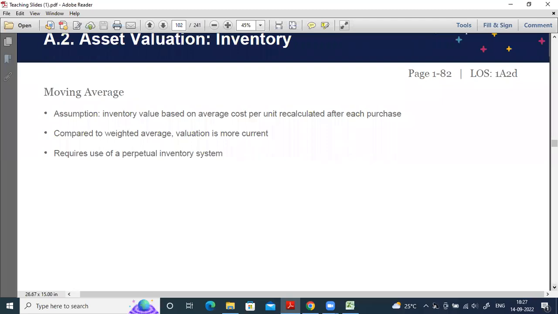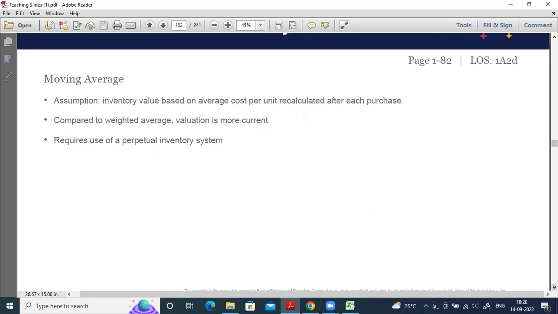Compared to weighted average, valuation is more current because current prices are considered, and it requires use of the perpetual inventory system, because this moving average we generally apply to the perpetual inventory system. The main difference between weighted average and moving average is that in weighted average, we compute the average cost per unit only one time. But in moving average, whenever there is a purchase, you need to recalculate the average.